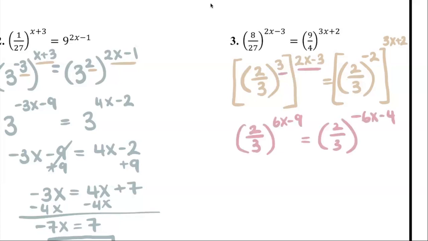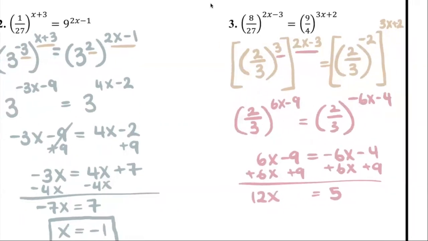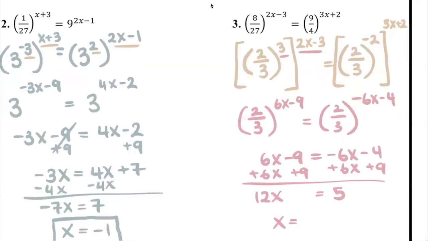Add 6x on one side, and add 9 on the other side. All right, so that's 12x, add 9, add 9. And that's 5. So final answer? X equals 5 over 12. Perfect. Good job. Way to figure that out.